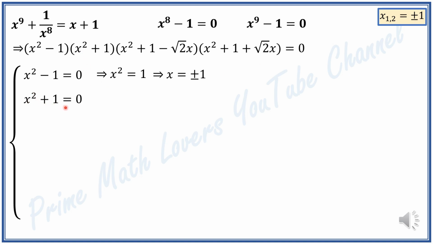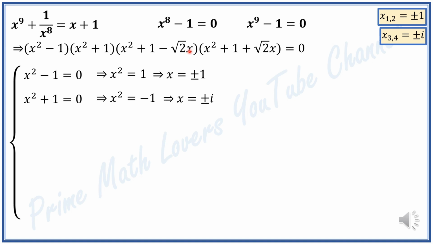x squared plus 1 is equal to 0. It means that x squared is equal to negative 1, and we know that the square root of negative 1 is plus or minus i. So x will be equal to plus or minus i. And these are roots 3 and 4: x3 and x4 are equal to plus or minus i.